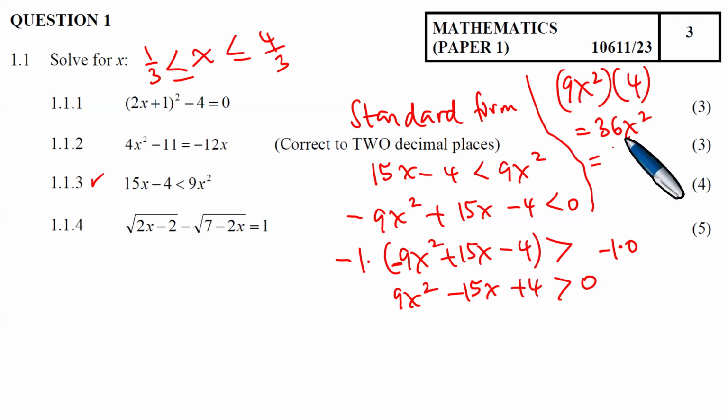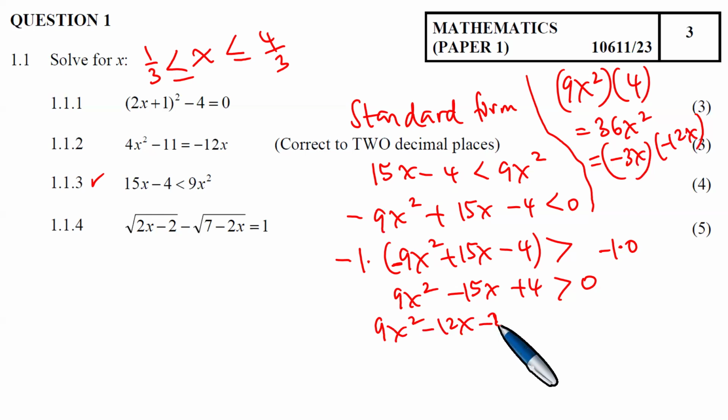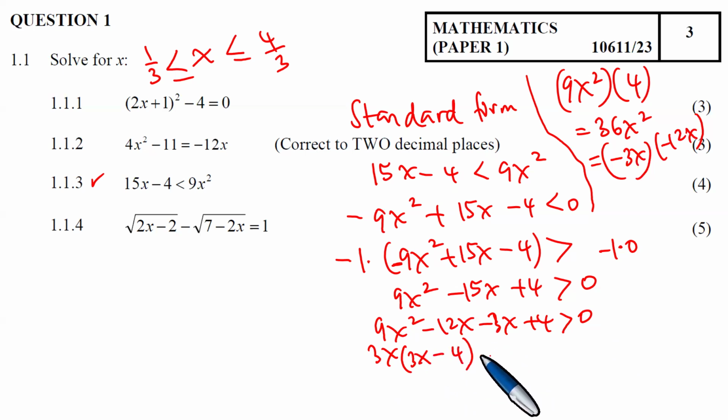Right, 3 times 12. So you can see that, okay, if you take minus 3x and minus 12x, minus 3 times minus 12 will give you 36. Obviously, minus 3x and minus 12x give you exactly 36x squared, but when you add them up, you get minus 15. So at this point, you have 9x squared minus 12x minus 3x plus 4 is bigger than 0. Right? So now you take the highest common factor of the 9x squared and the minus 12, and you get 3x. And then here you get 3x minus 4. And then here you pull out a negative, you have 3x minus 4 is bigger than 0.